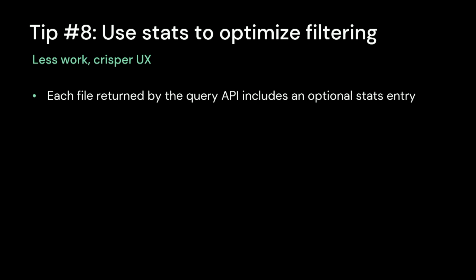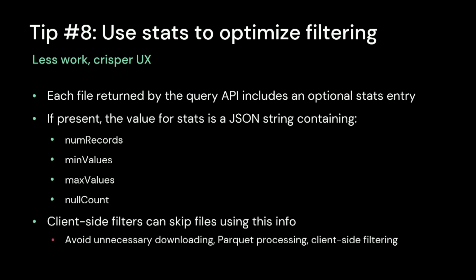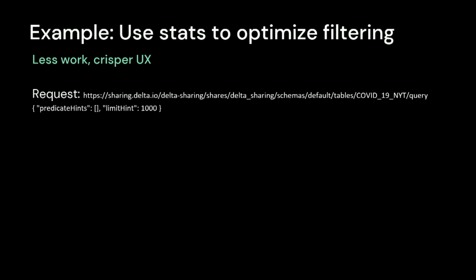So let's think about that stats thing that we referenced a moment ago. Every file descriptor that's returned in that table query response includes an optional stats entry. Now, it is optional, so you can't count on it. But if it's present, what it has as values are the number of records in that Parquet file, the min values and max values and null count for each column. If you choose to use this, you can skip files entirely that don't match your filter criteria, which is really cool, because you can avoid downloading the Parquet file, so you can limit egress costs, and you can really speed up the query response. So let's look at an example.